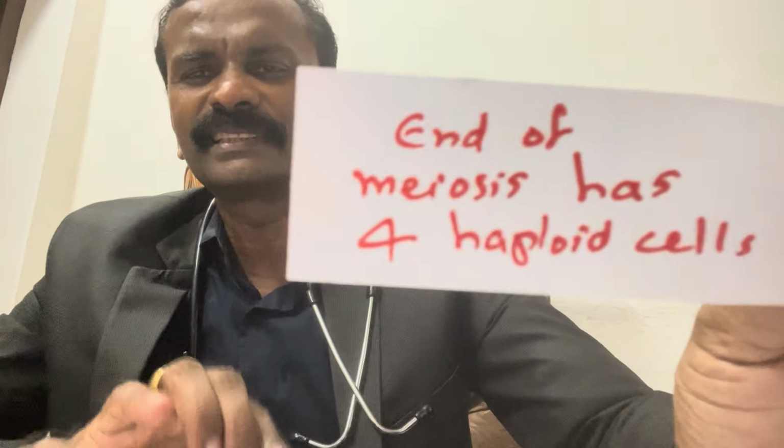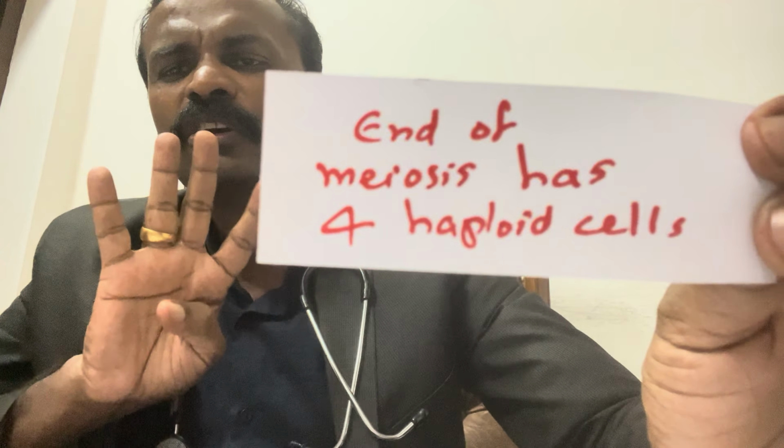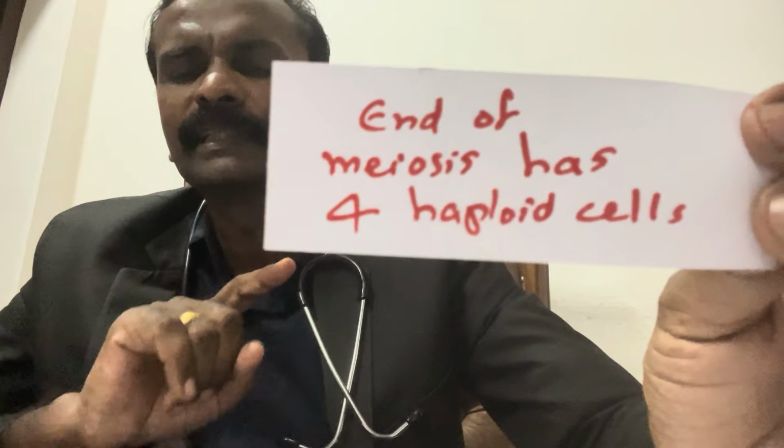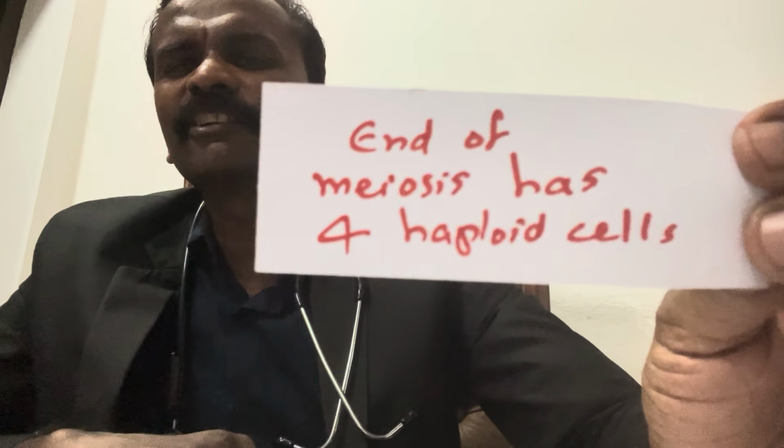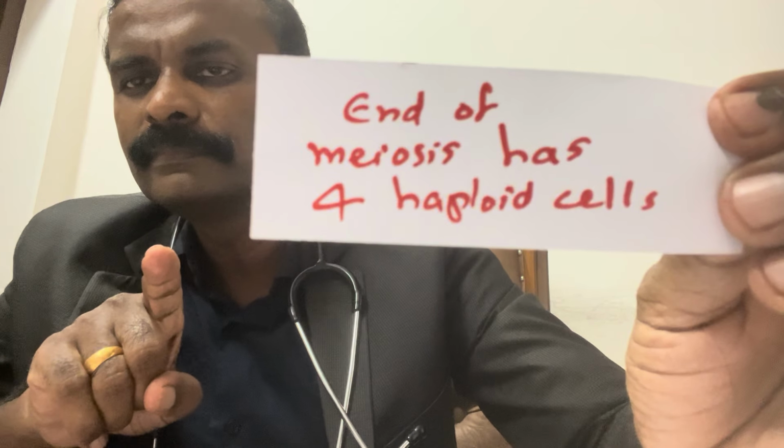This question is, I think, in almost every exam, NEET. At the end of meiosis, there will be four haploid cells. End of meiosis: four haploid cells.